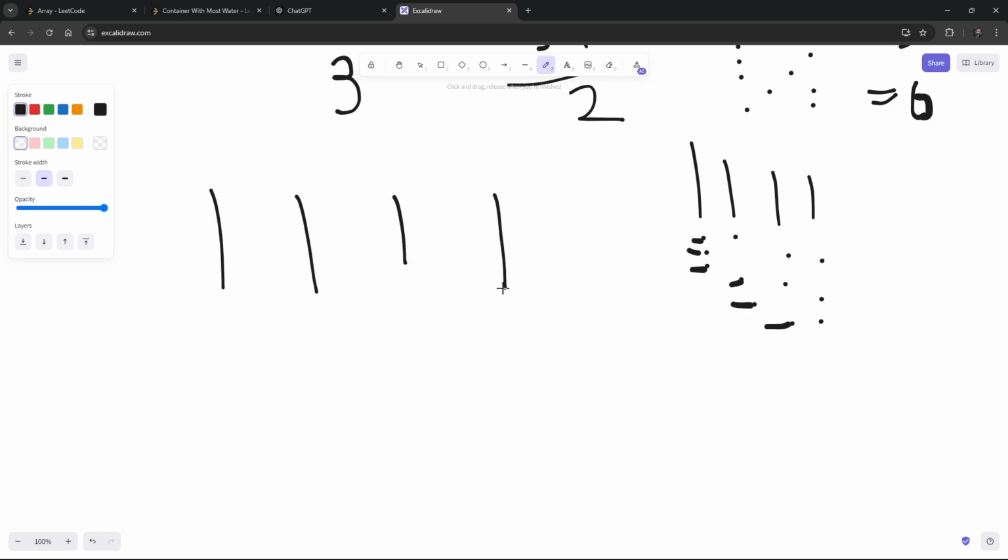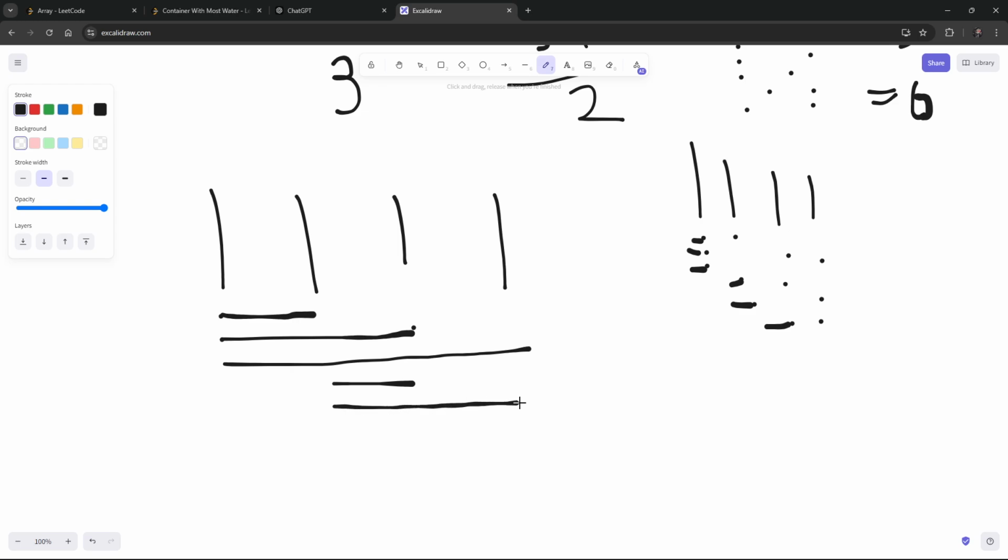Suppose these are 4 lines. So the first time the loop will search this and this, right? And it will search this and this. Let me make a line, and it will sort this and this. Again, it will sort this and this, and it will sort this and this. And at last, it will sort this and this.